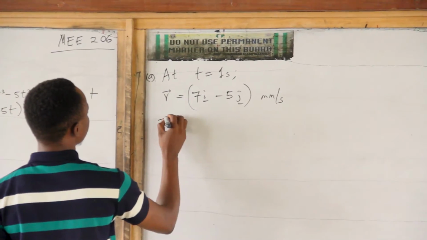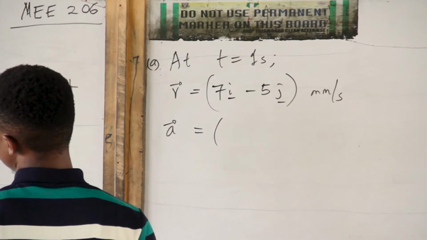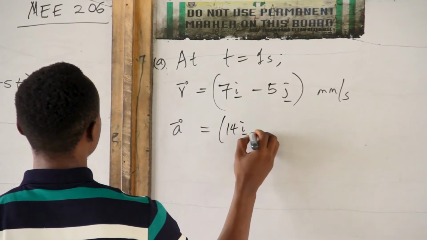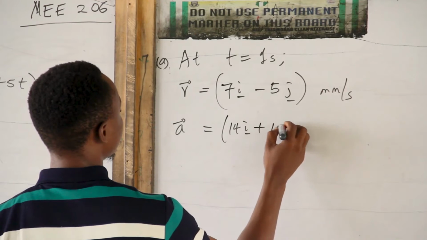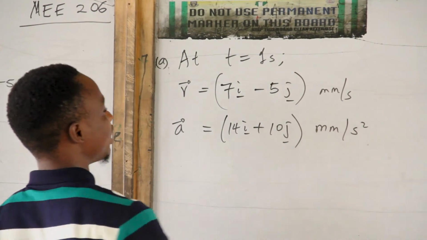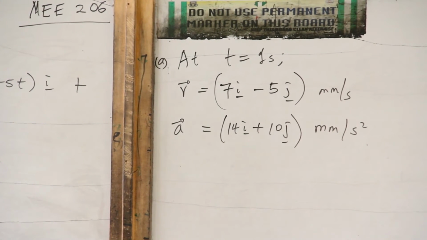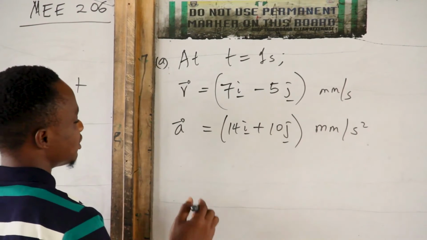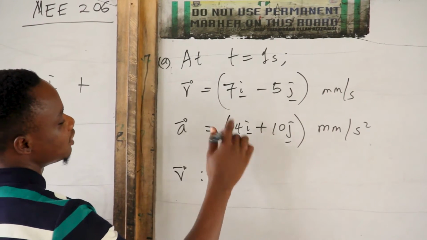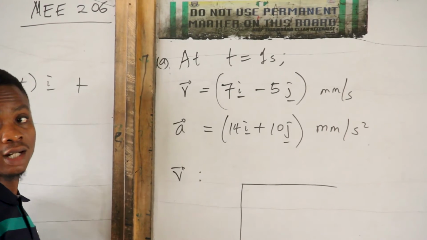And then acceleration is going to be, what is this? 24 minus 10. That is 14. This is going to be 14i plus 10j millimeters per second squared. So we can now get their magnitude and direction. Does it make sense? So in this case, the velocity is given by this vector. Its x component is positive, its y component is negative. Do you understand what I'm doing?